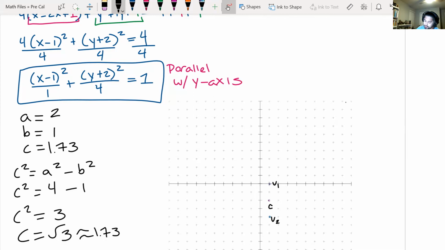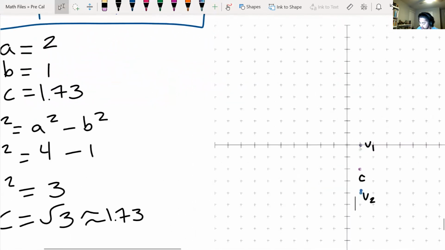And for my foci, 1.73, that's going to be right there and right there. Let me zoom in a bit on my graph. There we go, and those are my foci, focus 1, focus 2. Then for my minor points, I just go right 1 and left 1. And there's my minor points. Connect, connect. And there we go. There's our graph.